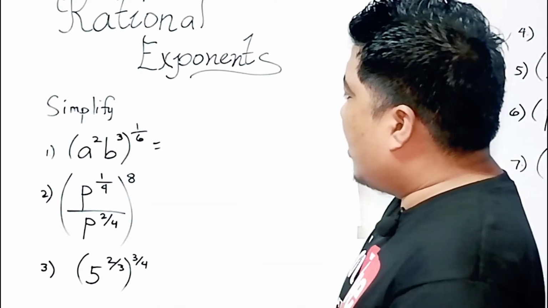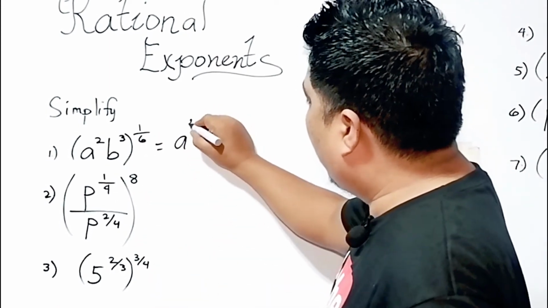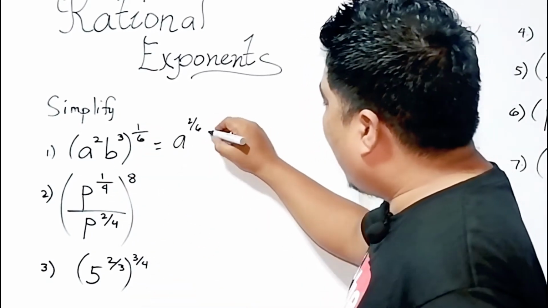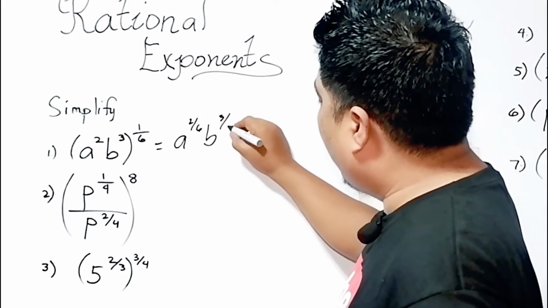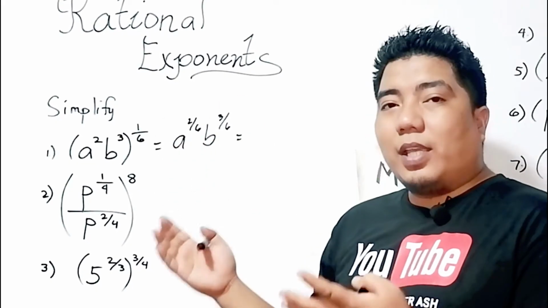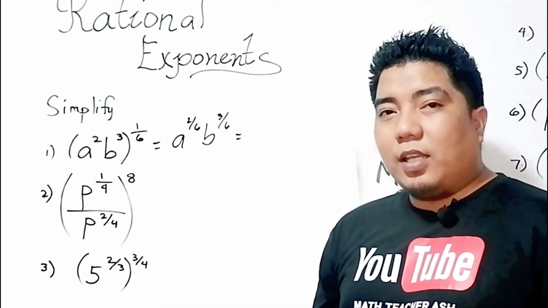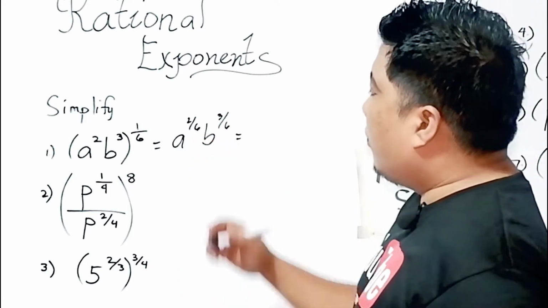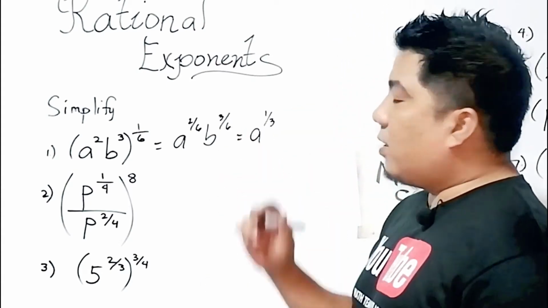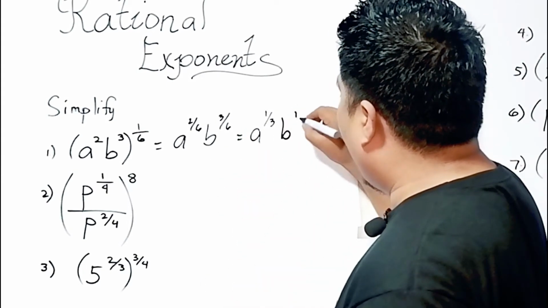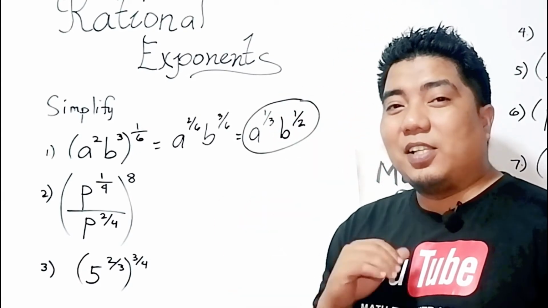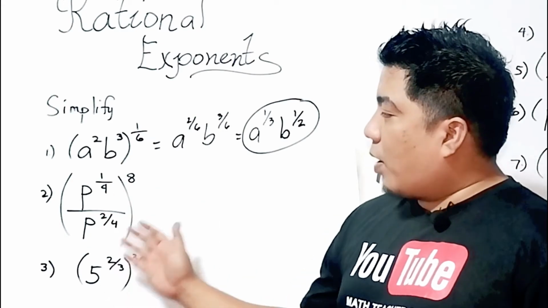Okay, so 2 times 1/6, that will give you 2/6. We have here 3 times 1/6, that will give you 3/6. But since this can be simplified, or 2/6 and 3/6 can still be converted into its lowest term, then we will convert the 2/6 into 1/3, while the 3/6 into 1/2. And this will be your final answer. Easy, right? Now, let us go here. Now, we have our second problem.